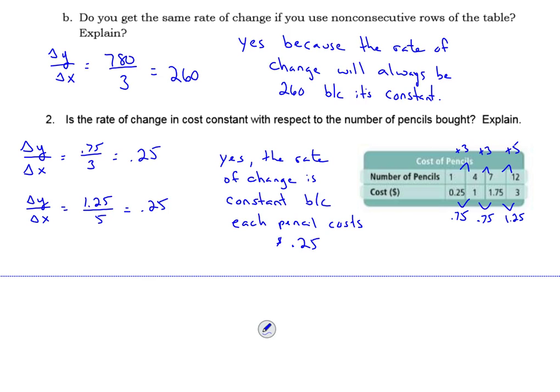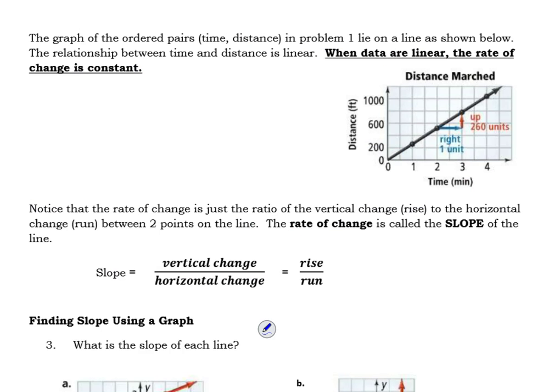Okay. So when we're looking at tables, in order to find change in y over change in x, you can do y2 minus y1 over x2 minus x1, or just look at the changes in the y's over the change in x. Now what we're going to do is look at slope using a graph.